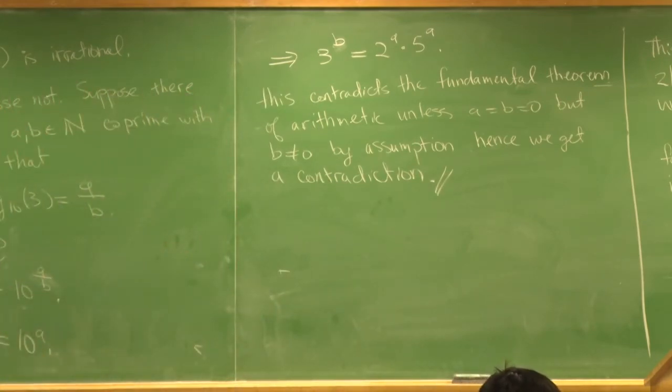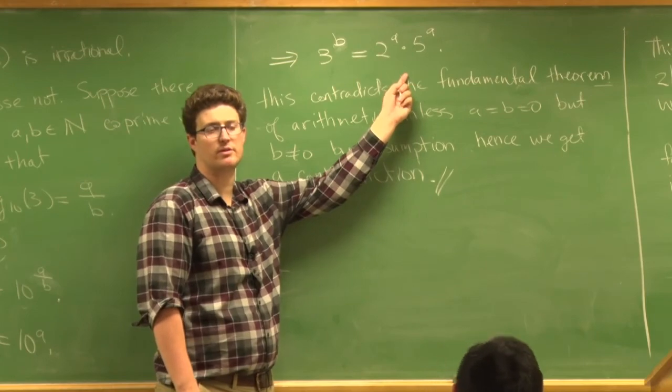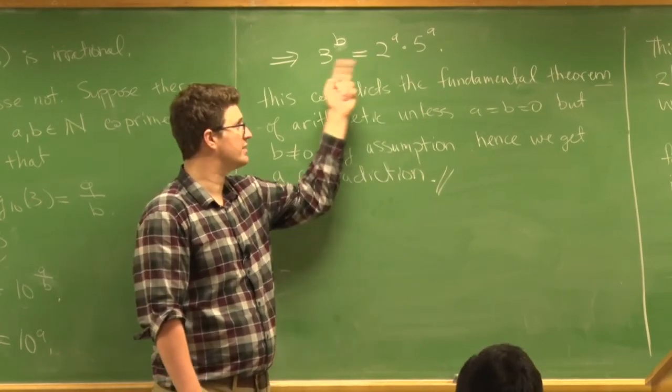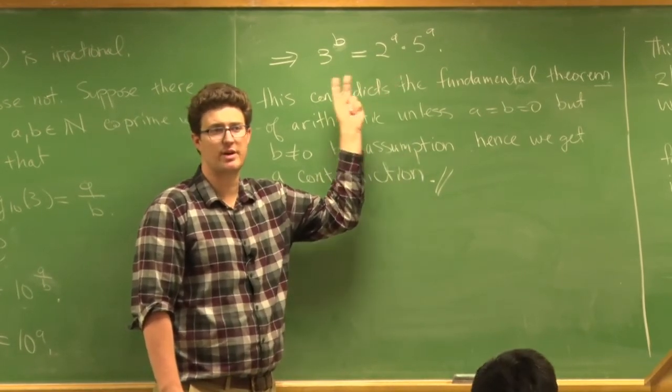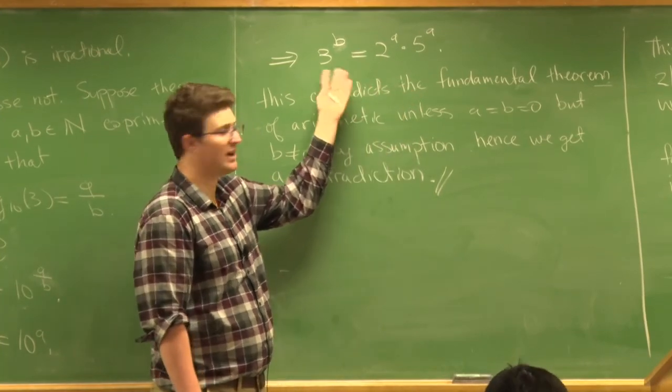Does that make sense? It's just as simple as this. There are prime powers occurring over here that aren't the same prime powers occurring over here. If these two things were the same, since this is an equality of integers, they would have to have the same prime factors and the same prime powers. So that's nonsense.